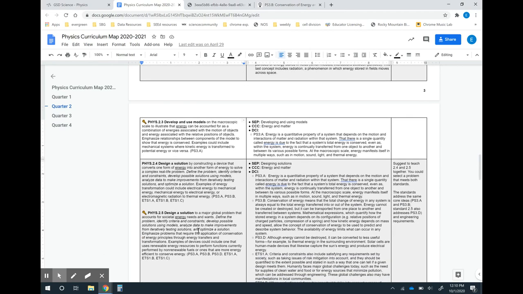So I hope that these resources come in helpful as you are unpacking your standards and looking at what you're teaching, and especially this year as we have reduced instructional time. I hope that this is a way for you to really look at what you're teaching and cut out any content that you don't really need to be teaching.